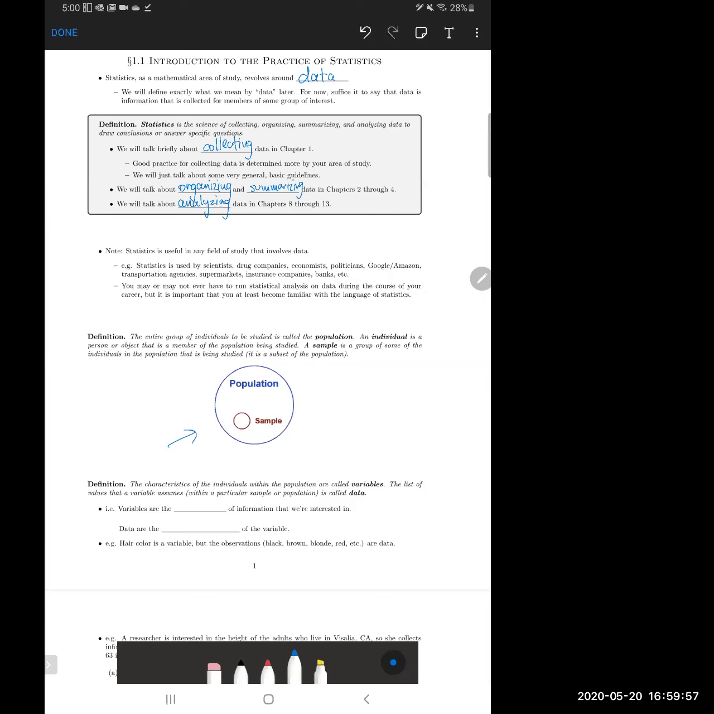So the characteristics of the individuals within the population, the characteristics that we're interested in looking at, those are called variables, okay? And the list of values that a variable assumes is called data. So that's what we mean by data. In other words, the variables are the categories of information, and the data are the actual observations, right? For example, hair color is a variable, but the observations, black, brown, blonde, red, purple, green, right? That's data, okay?